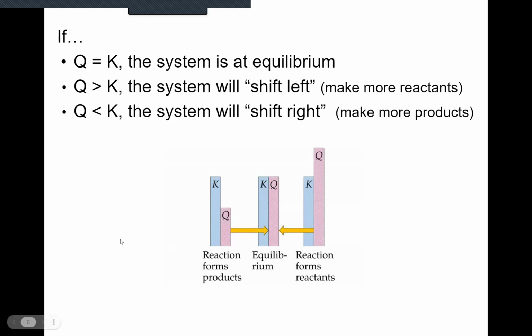We've determined that Q is 0, and even though we don't know the value for K, it's going to be above 0. So Q is less than K. We need to make more products, make more of the substances on the right side of the reaction arrow in order to reach equilibrium. Okay, so let's write out that equation.